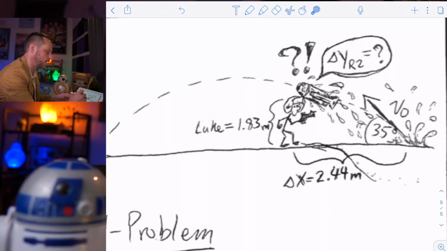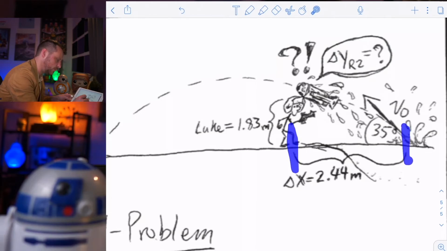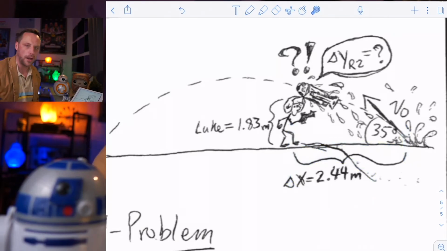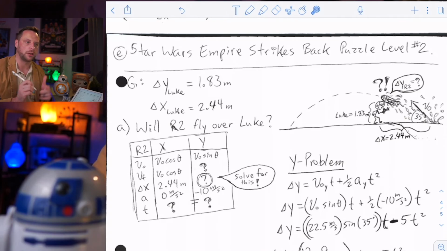Once we find out how high off the ground R2-D2 is, so what is the delta Y of R2 at this location? Once R2 has traveled forward this far, 2.44 meters, how high off the ground is R2-D2? That's what we're really looking for. So can we use the range equation? Step 1, no, because we're not landing at the same height that we were fired from. Level ground, we don't have it. We're looking at a point where R2-D2 is still up in the air at some height.